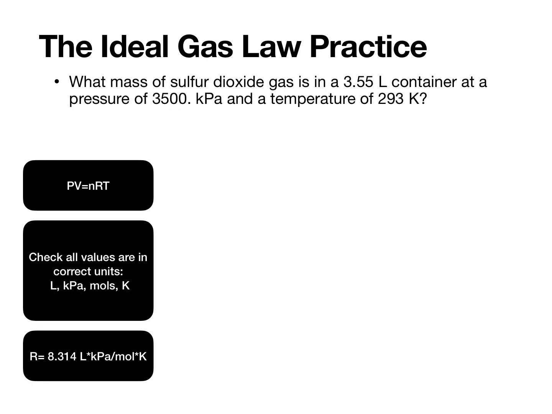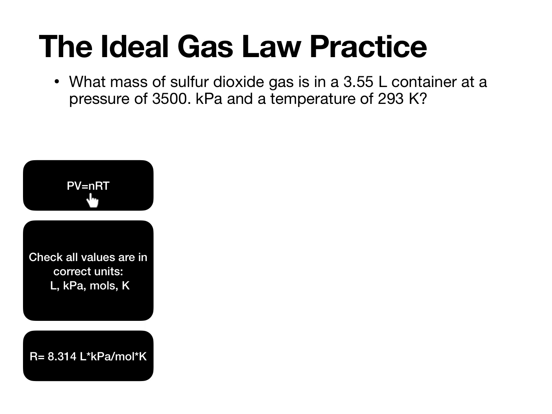Now let's tackle this last one before we go. Once again, I'm going to use PV=nRT. I'm going to write down all the variables that I know, leave out the ones that I don't know, and solve for the missing variable. This question says, what mass of sulfur dioxide gas is in a 3.55 liter container with a pressure of 3,500, and that decimal point makes that 0 significant, 3,500 kPa and a temperature of 293 Kelvin.